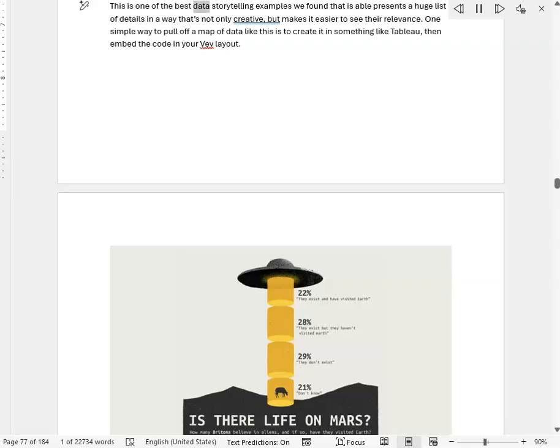This is one of the best data storytelling examples we found that is able to present a huge list of details in a way that's not only creative, but makes it easier to see their relevance. One simple way to pull off a map of data like this is to create it in something like Tableau, then embed the code in your Vev layout.